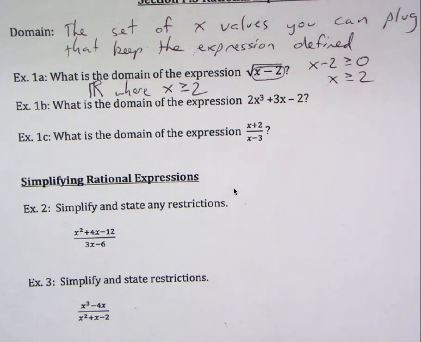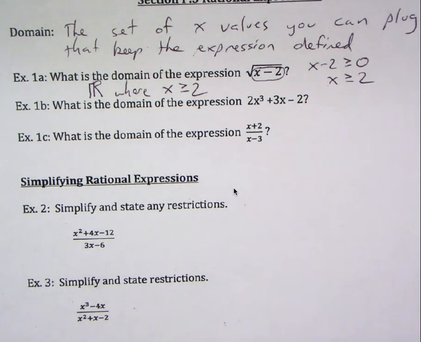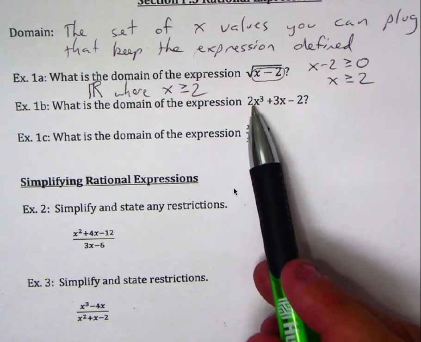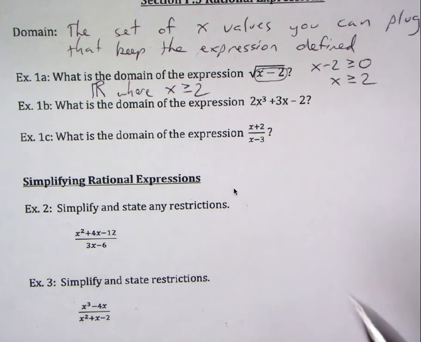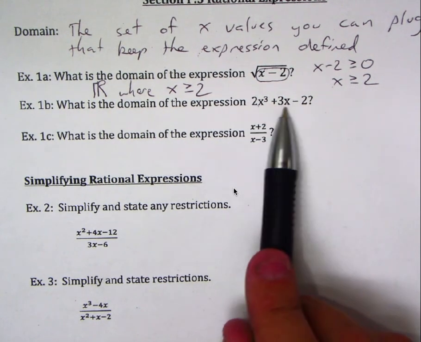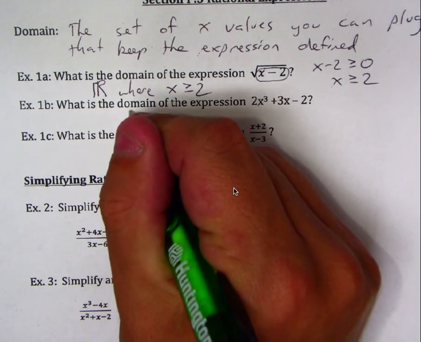Can you plug 0 in? Yeah, then this would be 0 plus 0 minus 2. You get negative 2. 0 is fine. Can you plug 100 in? Yeah, you end up getting a big number, but yeah. Can you plug negative 1 trillion in for x? Can you do negative 1 trillion cubed times 2 plus 3 times a trillion minus 2? Yeah. So is there anything you're not allowed to plug in for x? No. You could plug anything in the world in for these x's here, use your calculator, and get a value out. So think about what that means about the domain. What are you allowed to plug in for x? Well, anything in the world. So the domain is all real numbers.